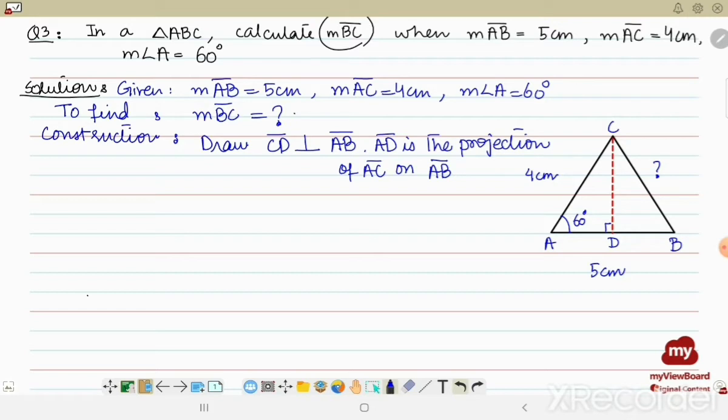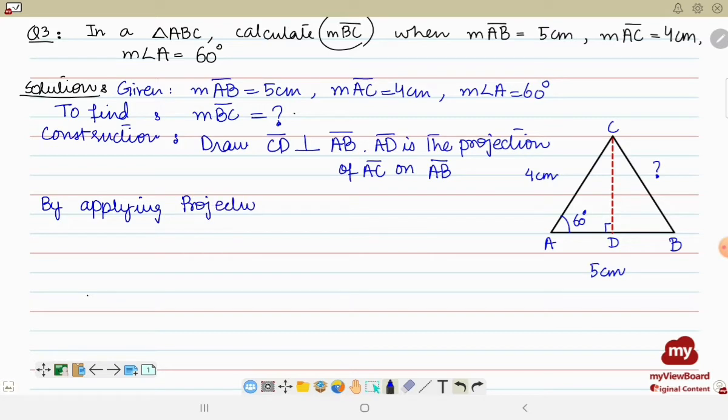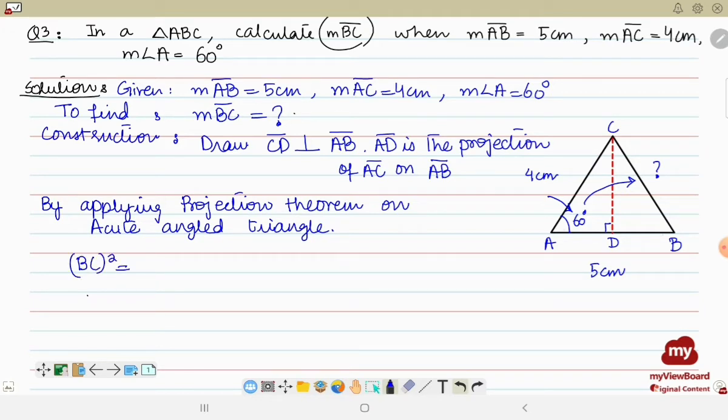Okay. Since this is the acute angle triangle, so we'll be applying the theorem. Now we'll be applying the theorem. So we'll be writing down that by applying projection theorem on acute angle triangle, right? So it says that the square of the side opposite to the acute angle, so if this 60 degrees is the acute angle, so the side opposite to it will be BC, so square of the side BC, that is equal to the sum of the squares of the sides containing that angle. So the angle is contained by these two sides, so we'll be taking the sum of the squares, diminished by twice the rectangle contained by one of these sides and the projection on it of the other.